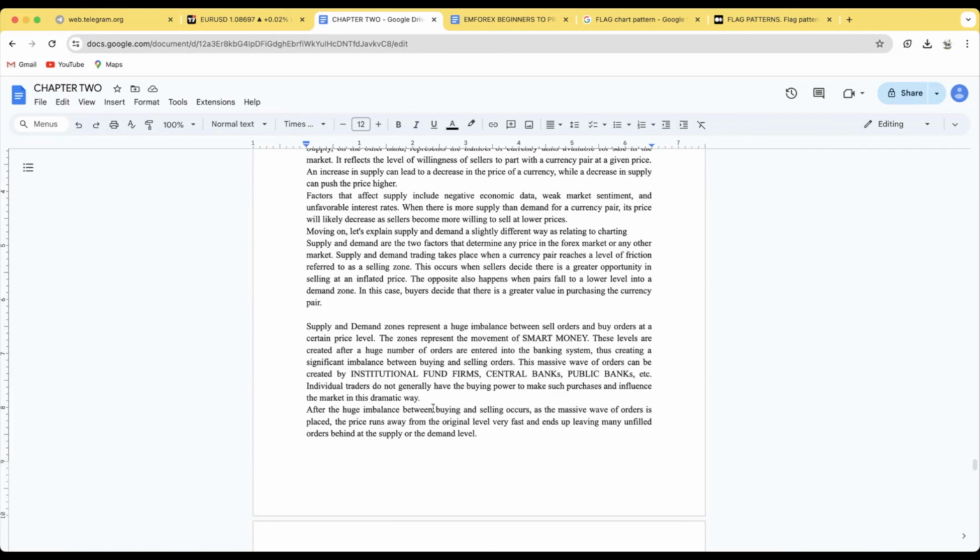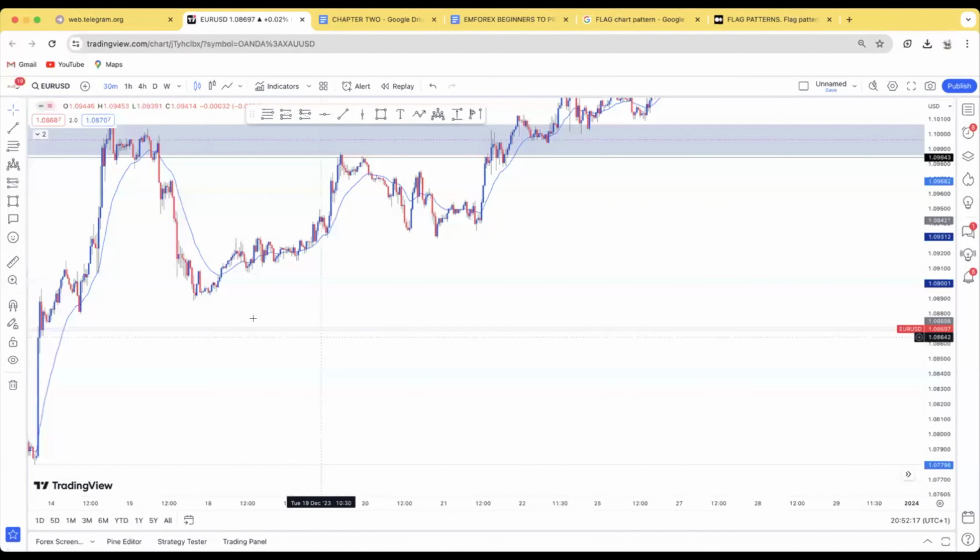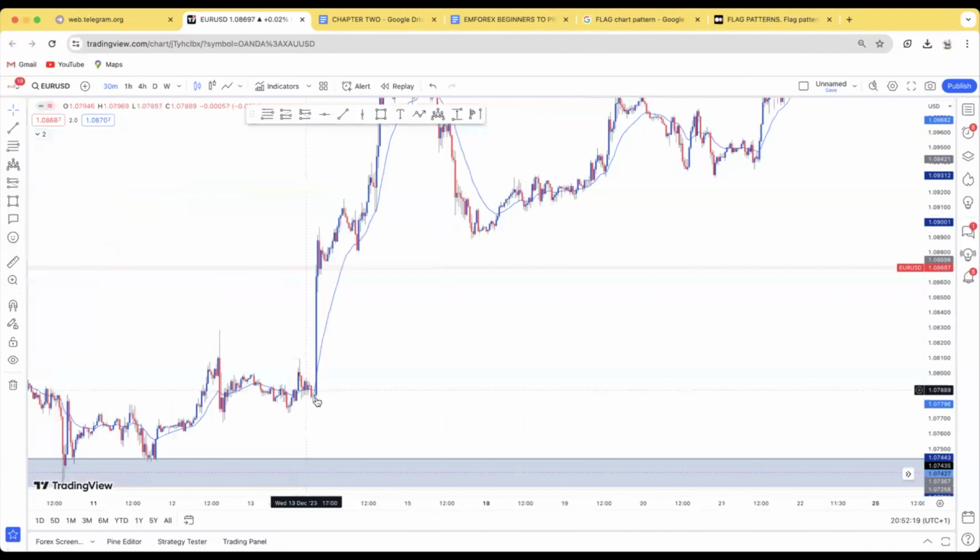After the huge imbalance between buying and selling occurs, as a massive wave of orders is placed, the price runs away from the original level very fast and ends up leaving many unfilled orders behind at the supply or demand level. What this simply means is that you see this massive move that occurred here, and it caused an imbalance. Normally price will always move to fill up inefficiency. There's what we call inefficiency.